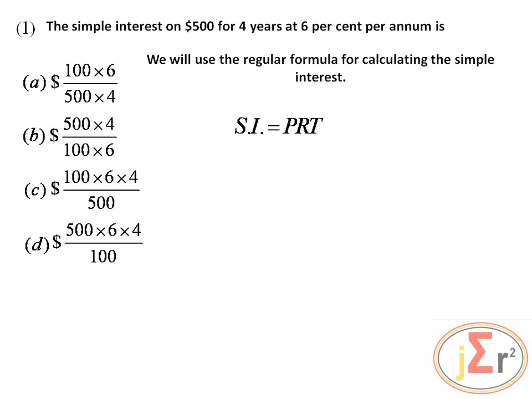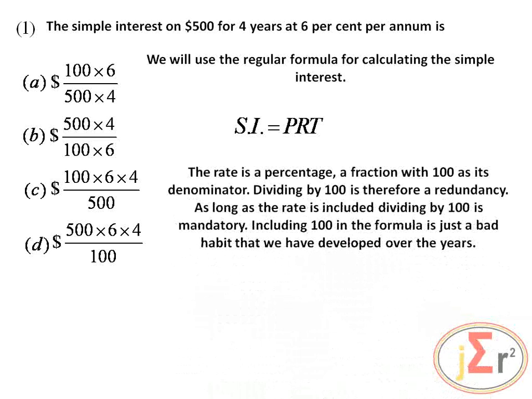This may come as a surprise to some candidates who are accustomed to saying that the simple interest is equal to principal multiplied by rate multiplied by time over 100. The rate is a percentage, a fraction with 100 as its denominator. Dividing by 100 is therefore a redundancy. As long as the rate is included, dividing by 100 is not necessary. Including 100 in the formula is just a bad habit that we have developed over the years.